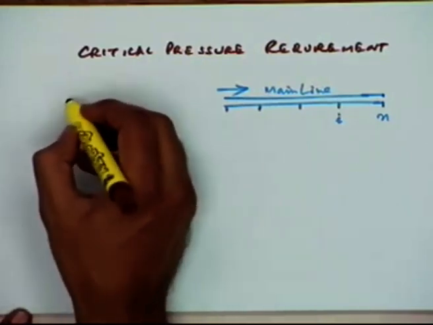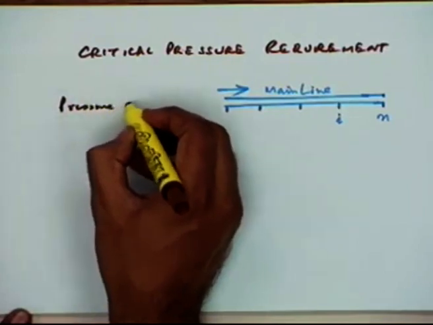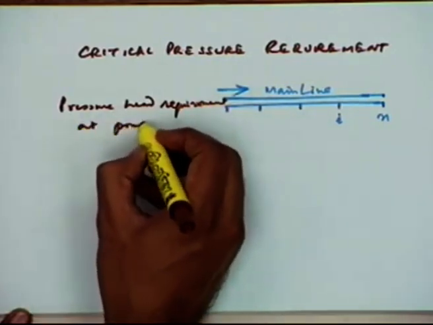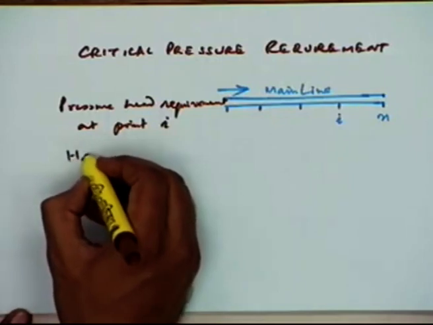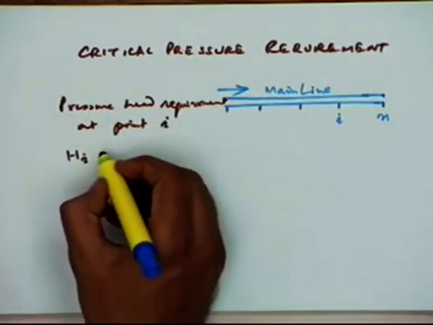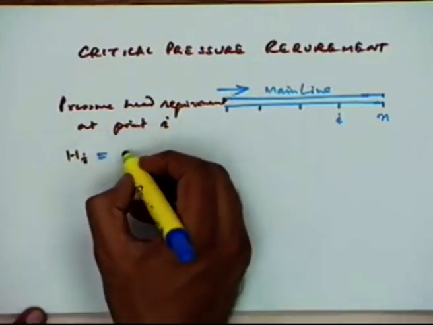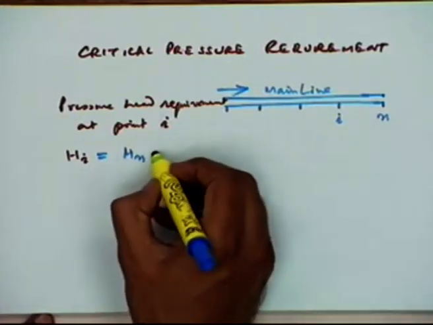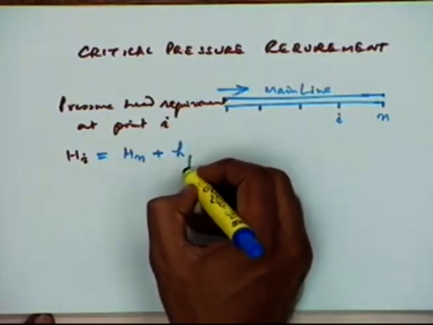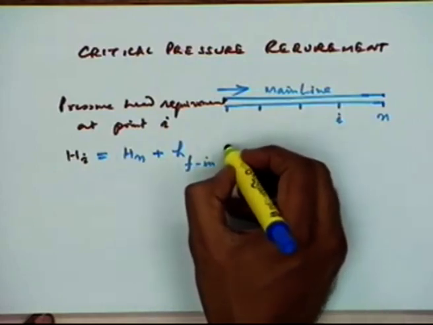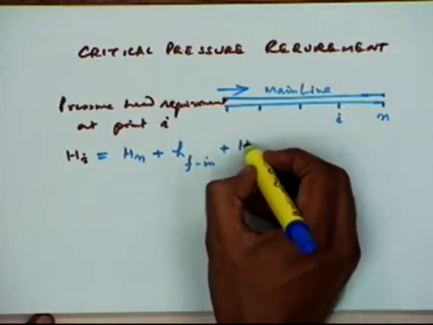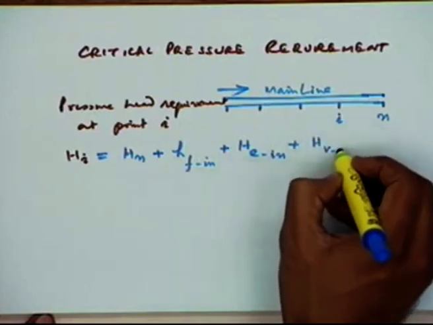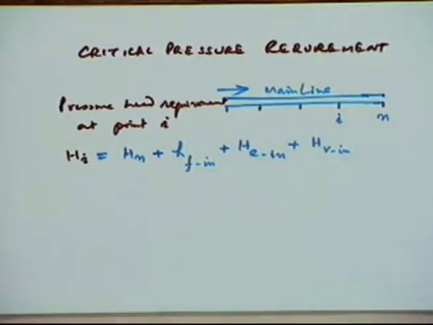at point I, the pressure head requirement, if I call it HI, this can be put equal to Hn, which is the pressure requirement at point N, plus Hf In plus He In plus Hv In. What are these terms?